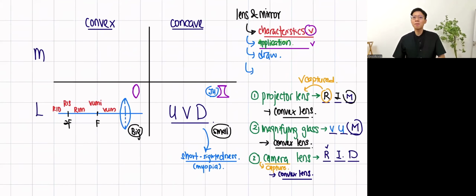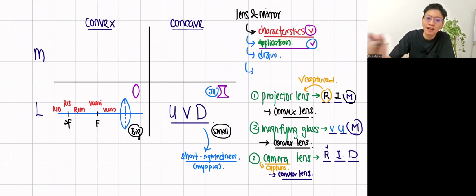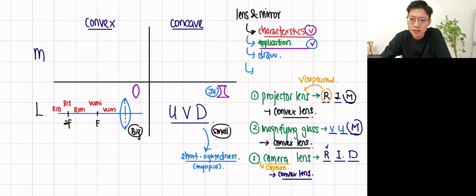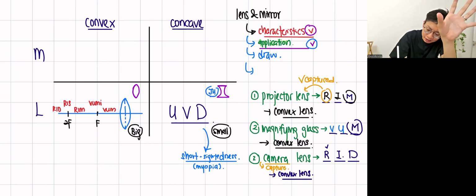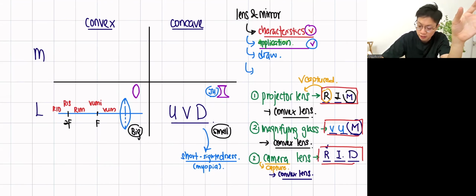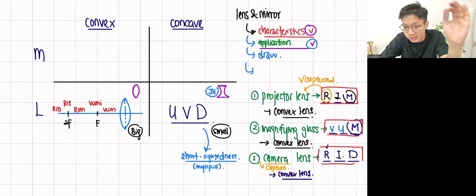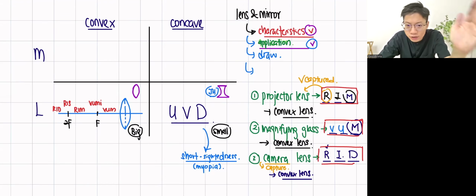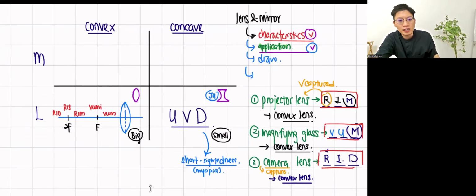So you will see the majority of the things that we learn are all convex lenses. So the application is actually not very difficult. As long as you know how to decide your characteristics, once you master your characteristics, you will be able to master your application. My style of learning application is you need to know the characteristics for each application. So the way I present it will be slightly different.